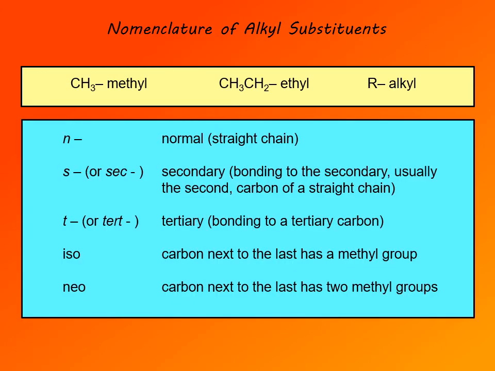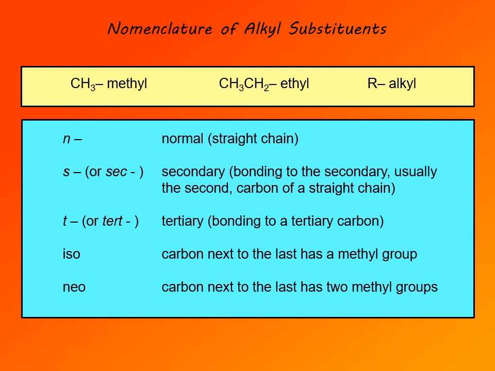When there is branching, we may use additional symbols. So the symbol n actually indicates that there is no branching. The symbol n, for example, n-propyl or n-butyl, would mean normal or straight chain propyl or butyl. This is a little bit obsolete, and these days we don't use the symbol n anymore. Simply, if we don't use any symbol, it implies that the chain is a straight chain.